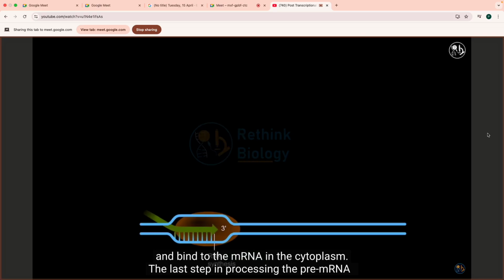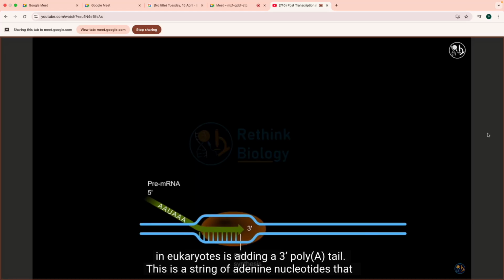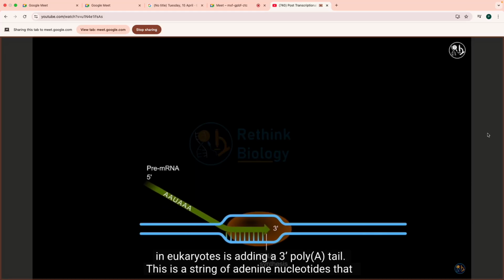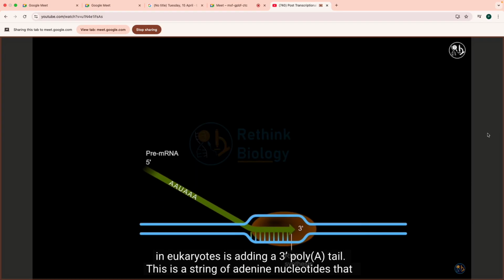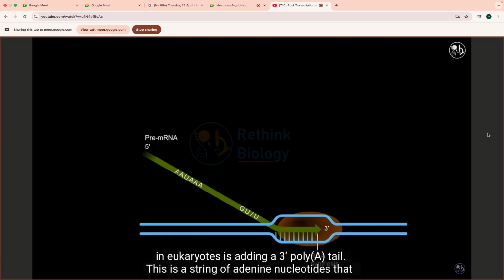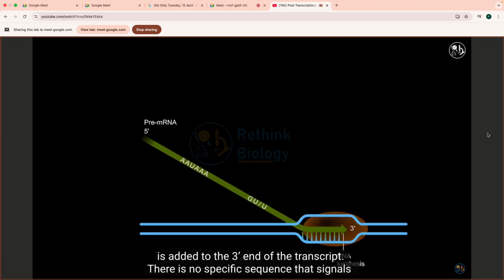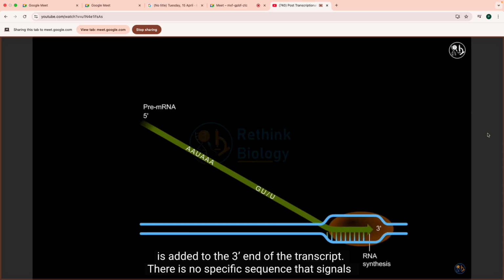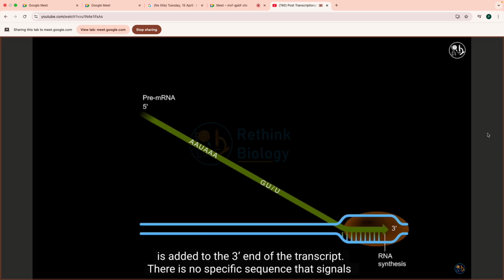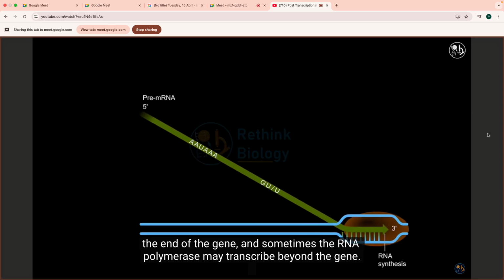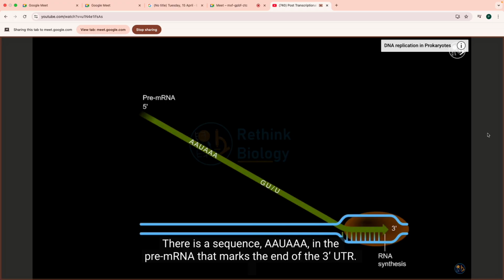The last step in processing the pre-mRNA in eukaryotes is adding a 3' poly-A tail. This is a string of adenine nucleotides that is added to the 3' end of the transcript. There is no specific sequence that signals the end of the gene, and sometimes RNA polymerase may transcribe beyond the gene. There is a sequence AAUAAA in the pre-mRNA that marks the end of the 3' UTR.